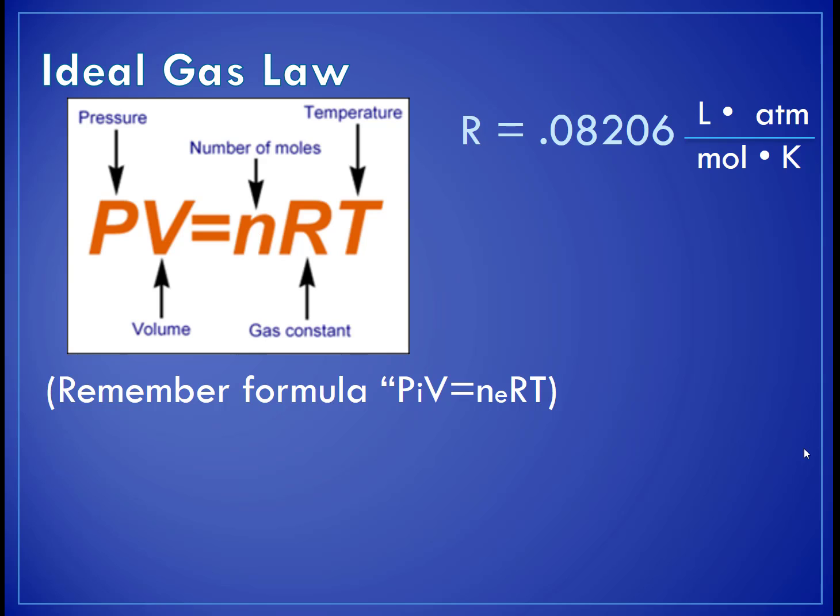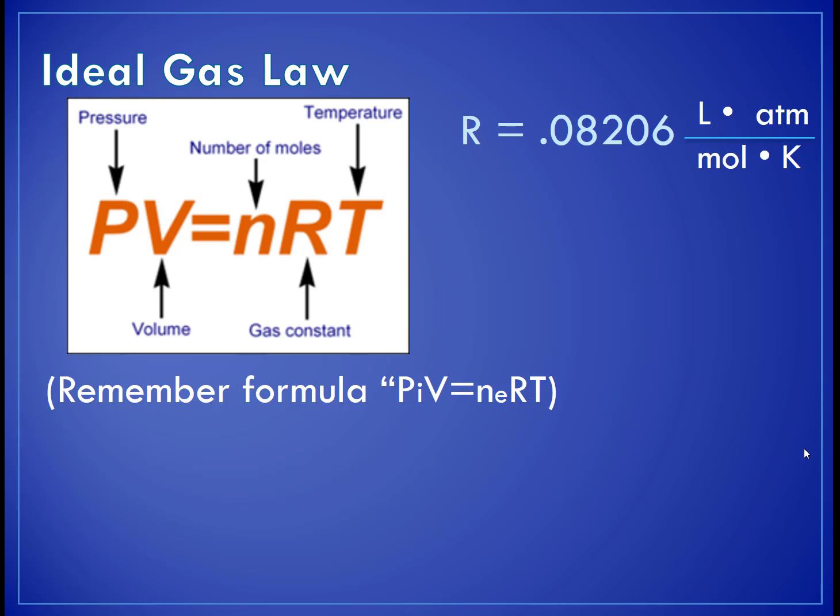All the gas laws come from the ideal gas law. The ideal gas law says that the pressure times the volume is equal to the number of moles times the gas law constant, which is known as R, times the temperature. And the temperature is going to be in Kelvin.